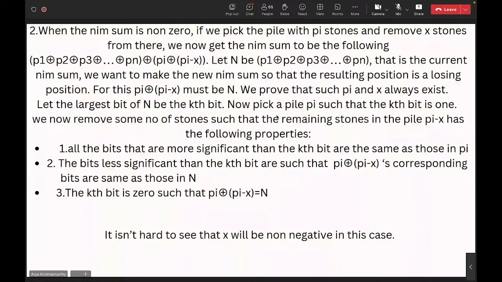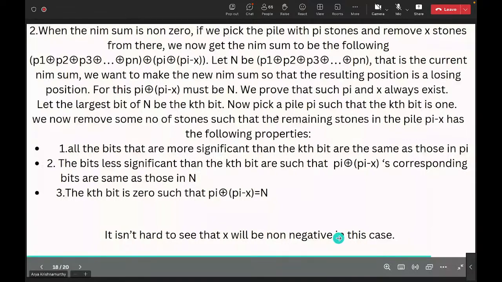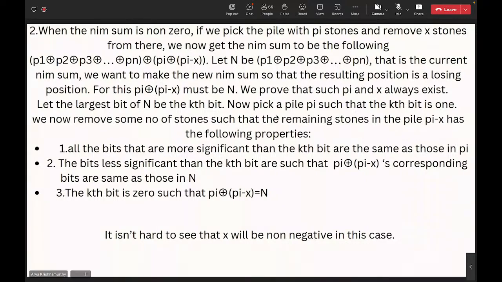So what we do is we write down the bitwise representation of this pi, the pi that you've chosen. I hope you've got this, but anyway, I'll explain what I have understood here. You know that the kth bit will be 1. All the bits that are before the kth bit shall not be removed from this pi, so we construct pi minus x such that this happens.